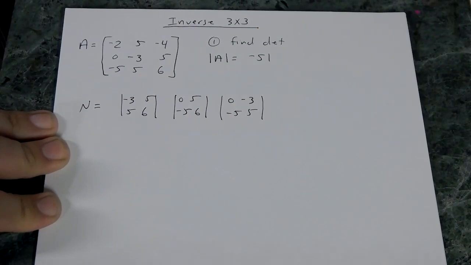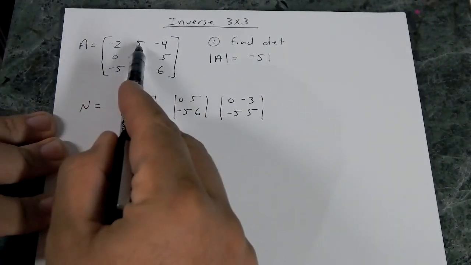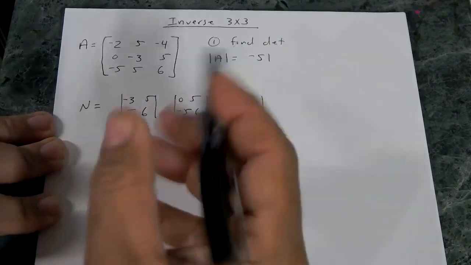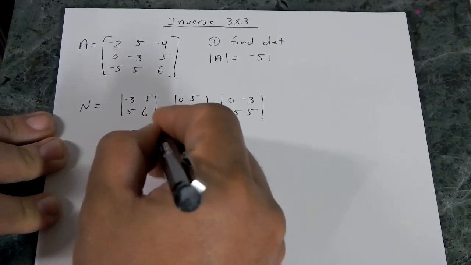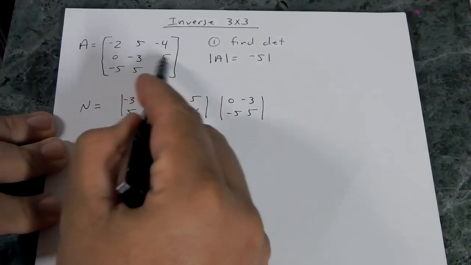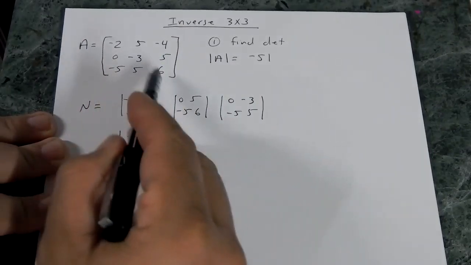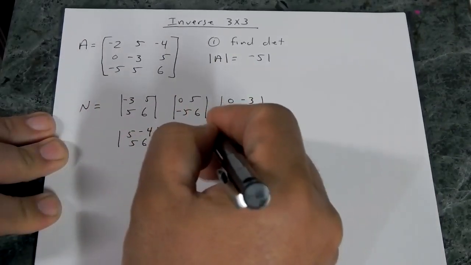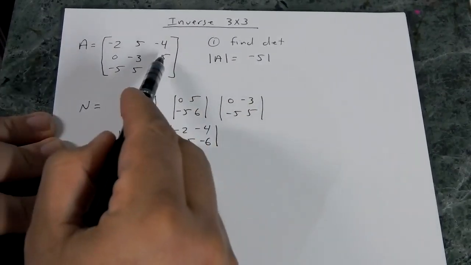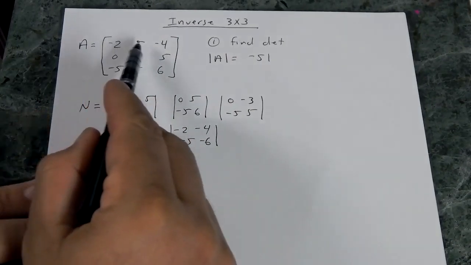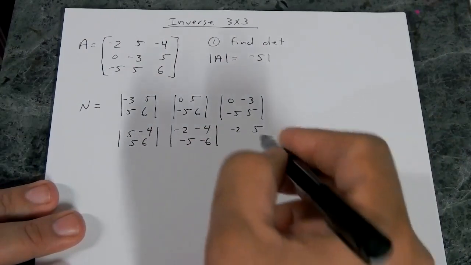Now we're going to do the same thing with the second row. Second row, first column, knock that out. You're left with the 5, -4, 5, 6. Second row, second column, -2, -4, -5, 6. And knock out the third one, you end up with -2, 5, and then -5 and 5.